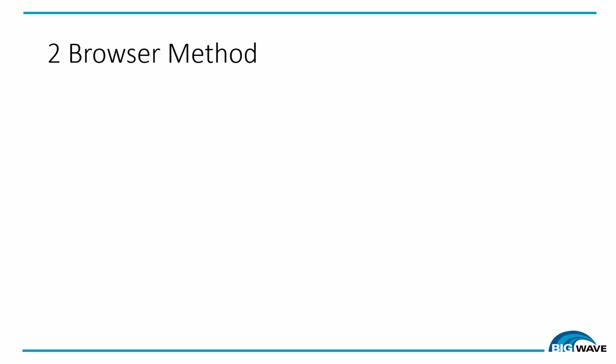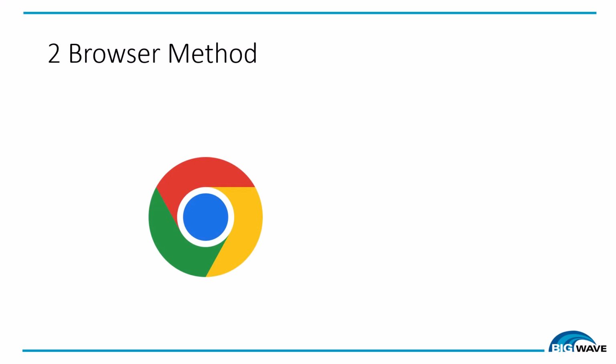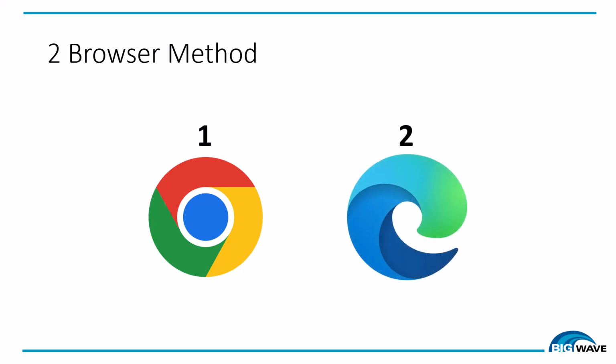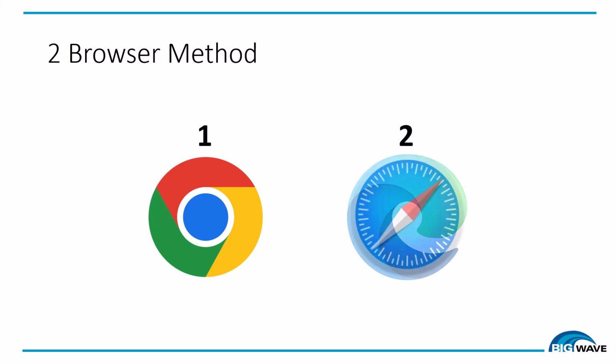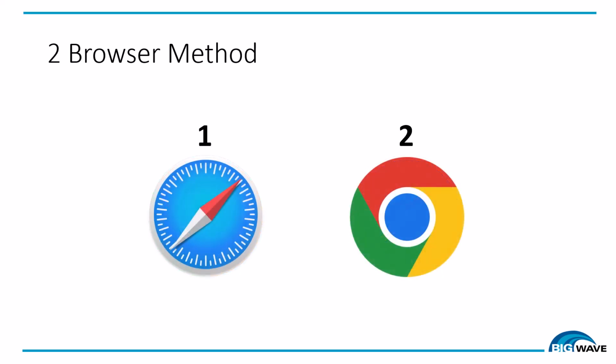For example, my current browser is Chrome, so I will need to find another for the two-browser method to work. I'm working in Windows, so Microsoft's Edge browser is available to me. If I were on a Mac, I could use Safari. Or if you use one of those two browsers as your primary, then install Chrome and use that as your second.